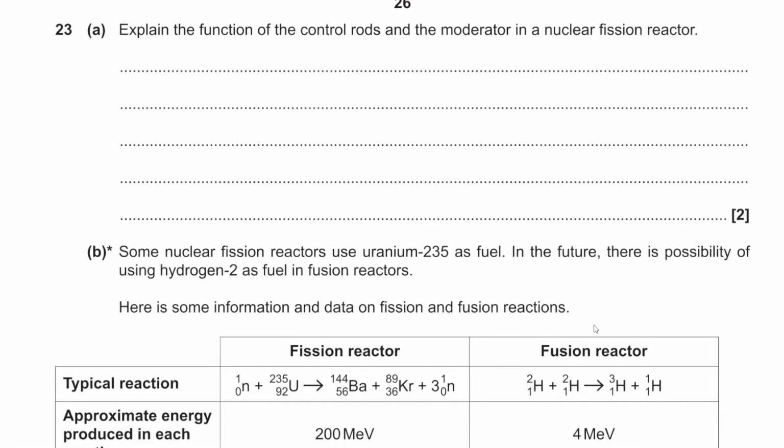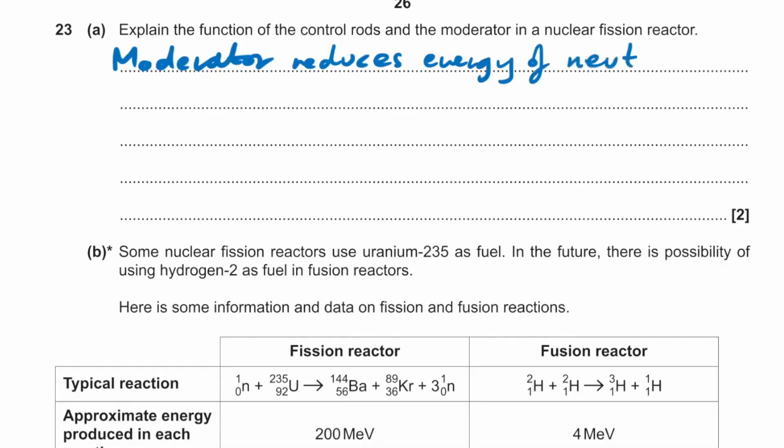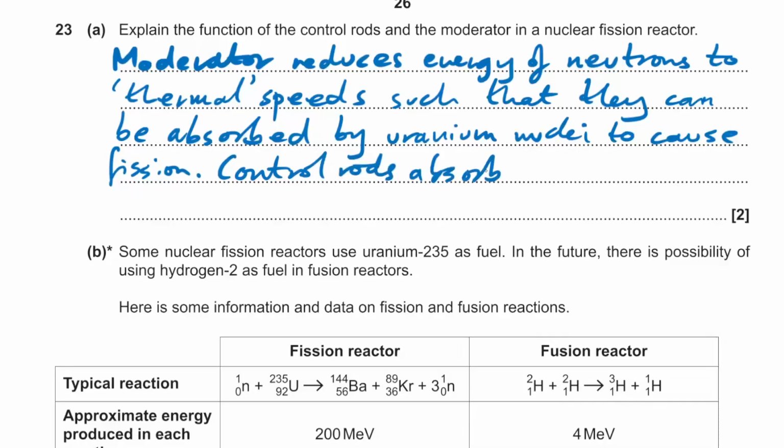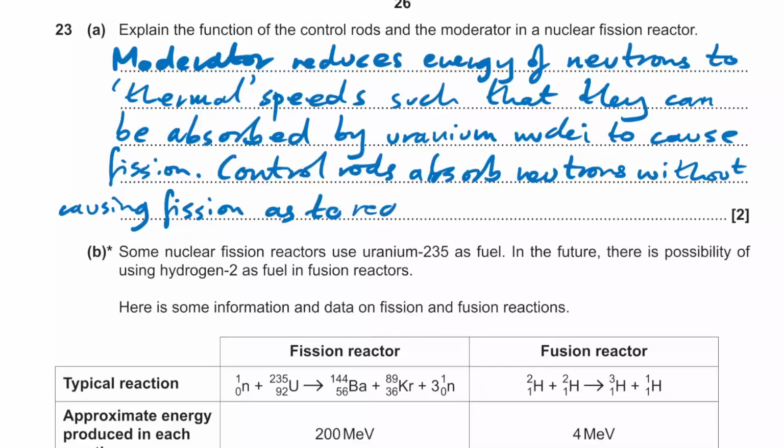23. Explain the function of the control rods and the moderator in a nuclear fission reactor. Let's go for the moderator first. The moderator reduces the energy of neutrons to thermal speeds, such that they can be absorbed by uranium nuclei to cause fission. Control rods absorb neutrons without causing fission, so as to reduce the rate of fission in the reactor.